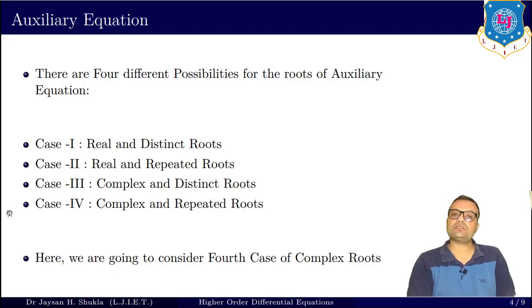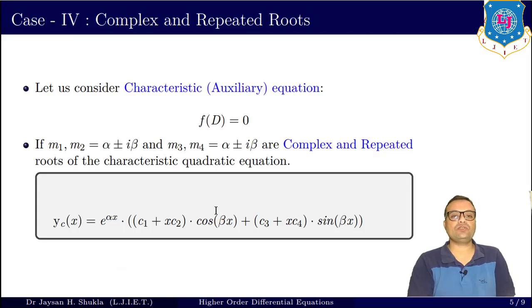Today I am focusing on complex and repeated pair of roots. So let us go through the general process for this type of situation. For instance, if the characteristic equation f of D equal to 0 gives m1, m2 as alpha plus or minus i beta and m3, m4 as also alpha plus or minus i beta, that means this equation has these 2 complex pairs which are repeated.